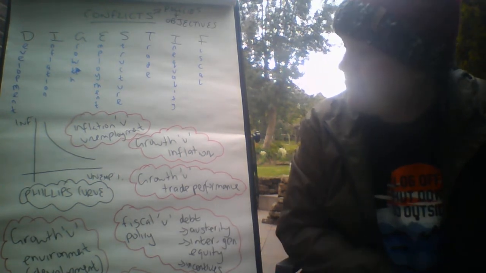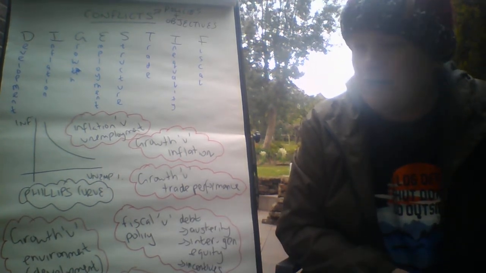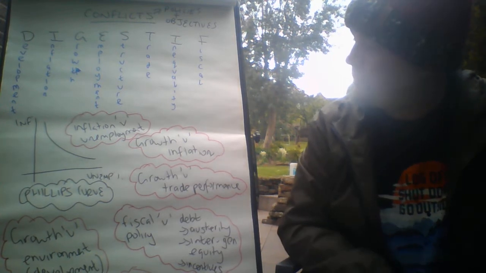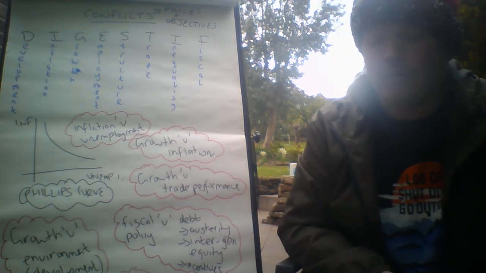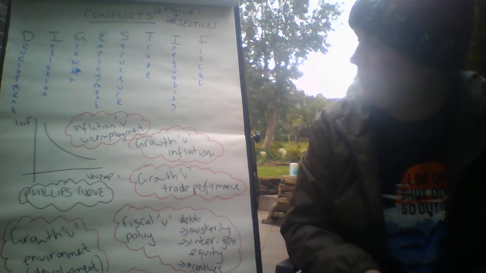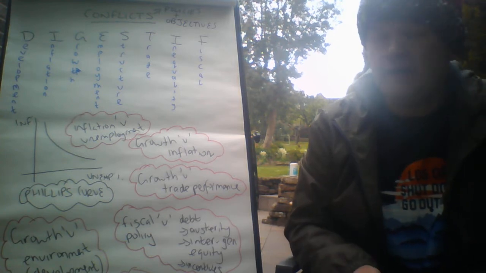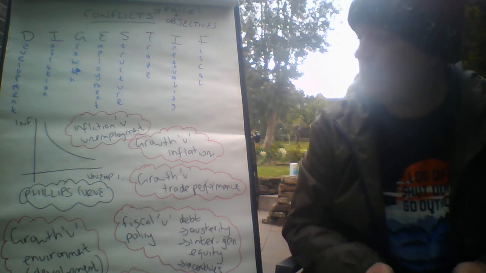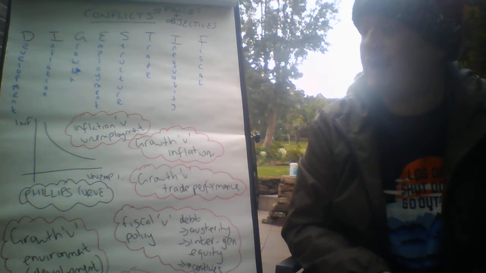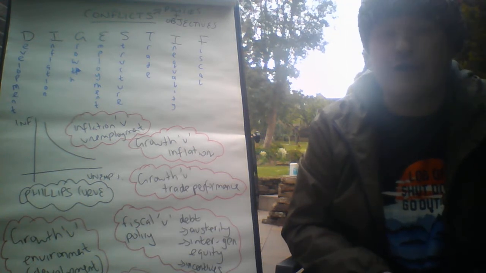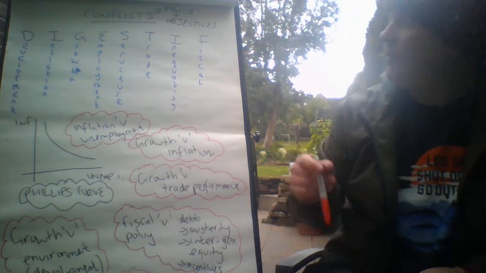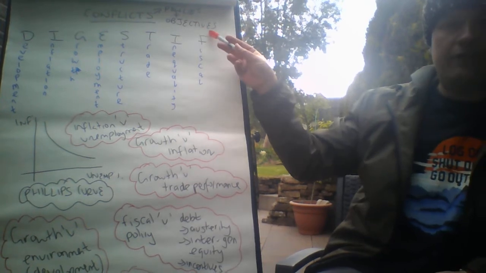Now, when you think about a conflict, it's where two different people want very, very different things, or by achieving one thing, we can't achieve something else. So it's a clash, if you like. By achieving one thing, it might be affecting something else in a negative way. So first of all, conflicts between objectives.